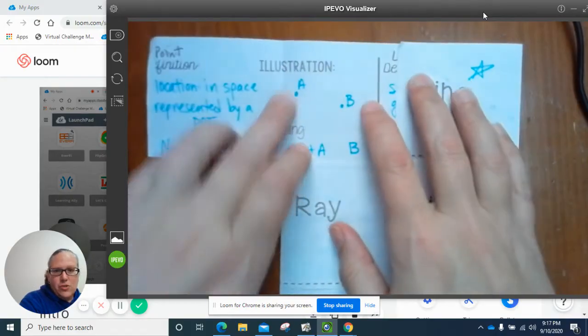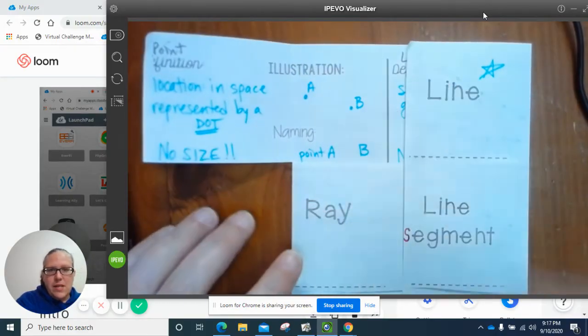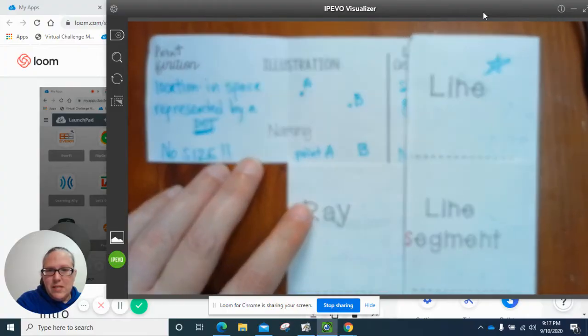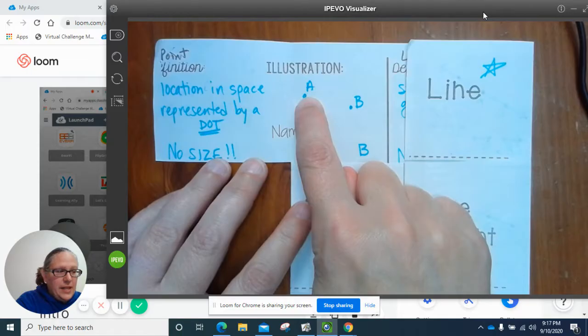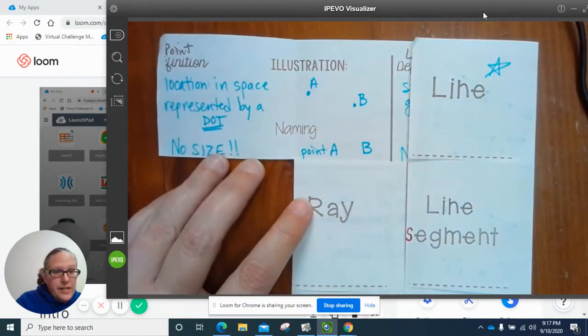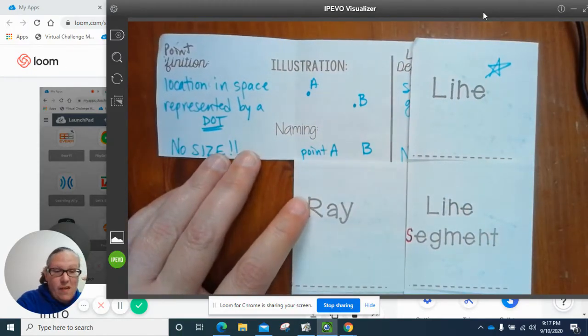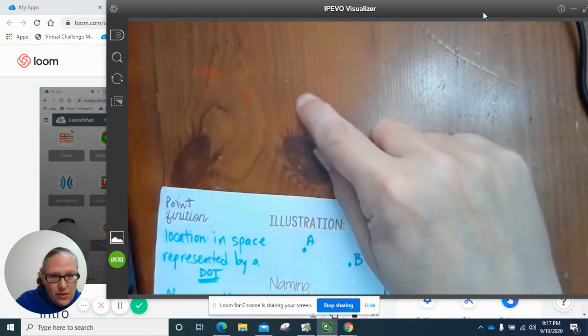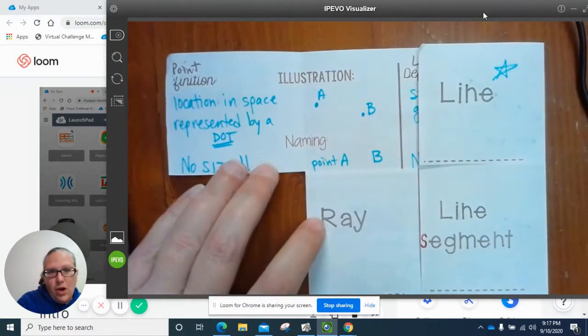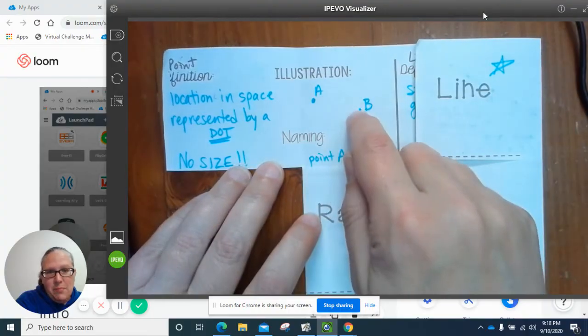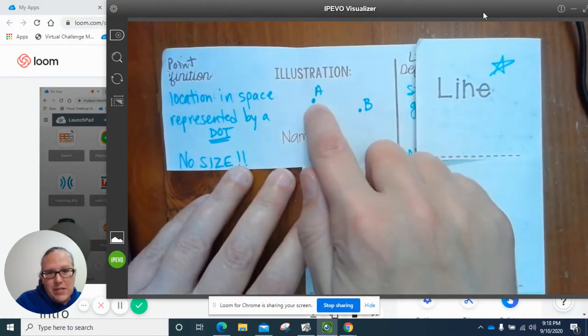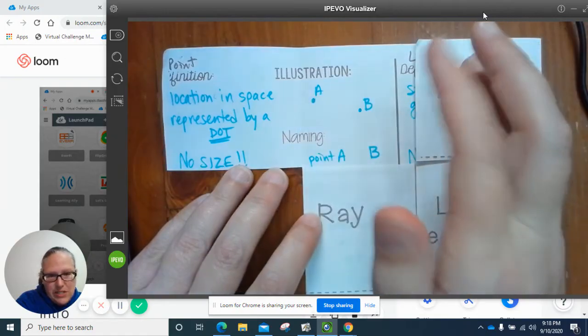Okay. All right, so point is a location in space. It is just represented by a dot, like it's the tip of my pencil, it's the iris, the center of my eyeball, it's this little speck right here on the table. All of those are represented by a dot. Okay, so this is point A, point B. They don't have any size to them. It doesn't matter how big I draw that circle, it's still a point.